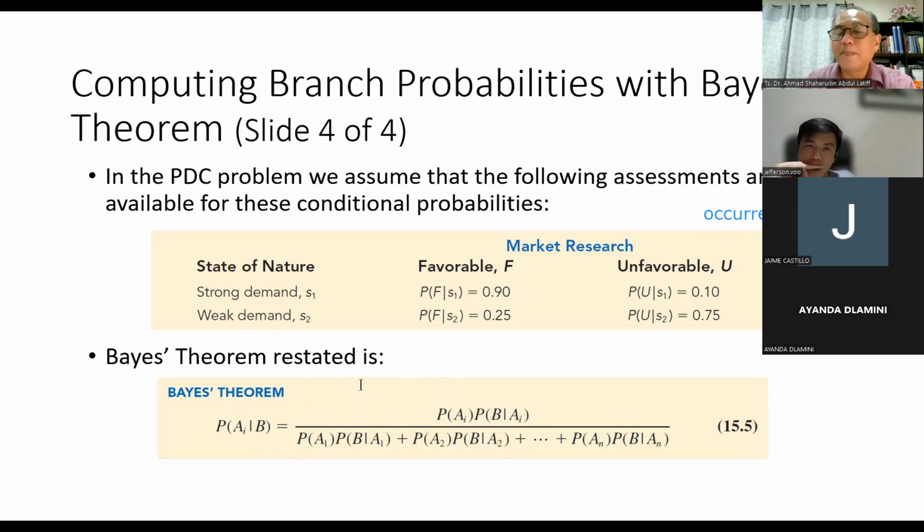Does that mean in this particular case for the market research, person A, how they rate those occurrences, will be different from person B?